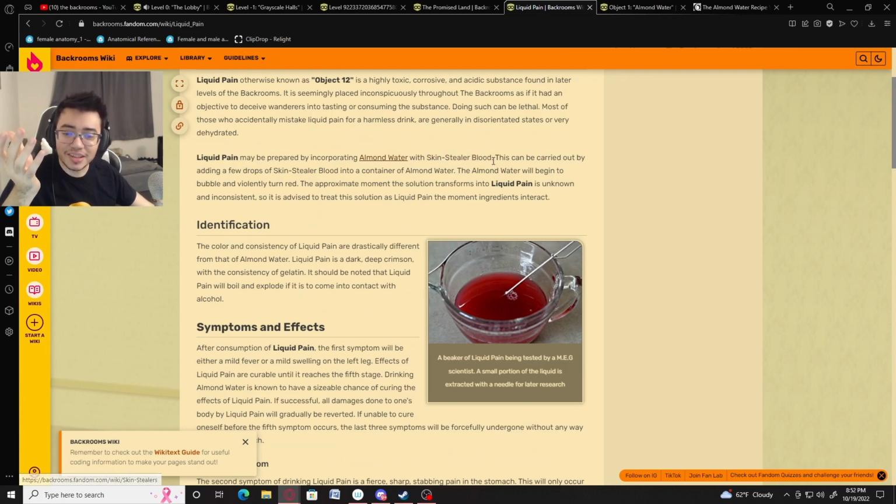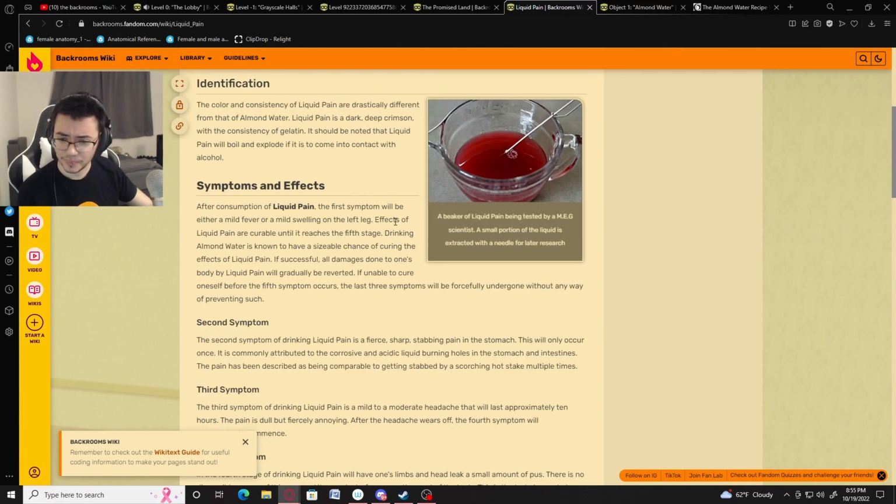Almond water and skin stealer blood combined make liquid paint. This can be carried out by adding a few drops of skin stealer blood into a container of almond water. The almond water will begin to bubble and violently turn red. Effects of liquid pain are curable until it reaches the fifth stage.